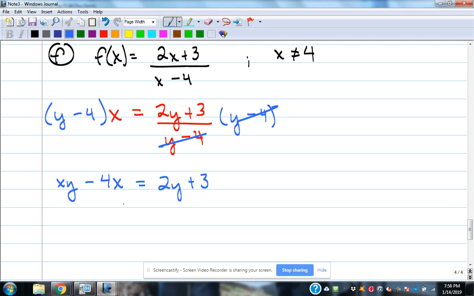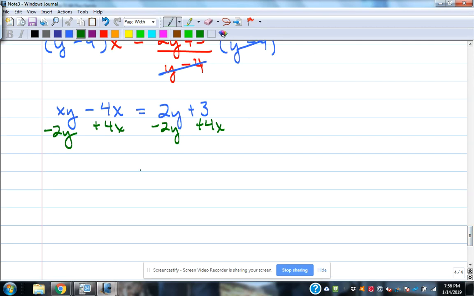In order to get y by itself, what do I need to get together? Negative 4x and the 3, and then we need to get the y's on the same side, right? So we're going to subtract the 2y, we're going to move the 4x. So I'm going to add 4x and subtract 2y. I can do all that in one step. All right, so that gives us 4x plus 3. And then on this side, we got xy minus 2y.